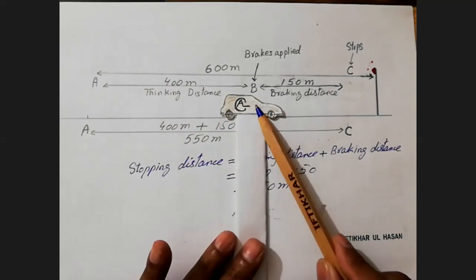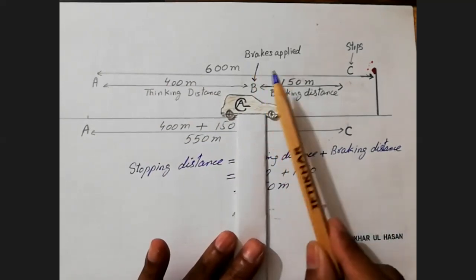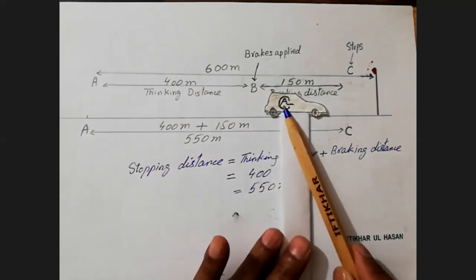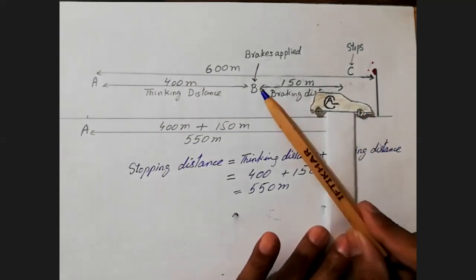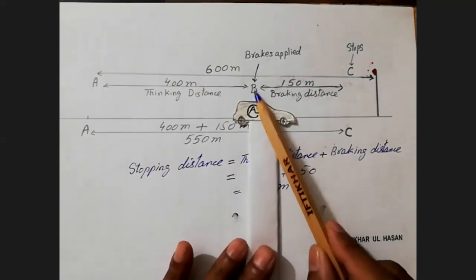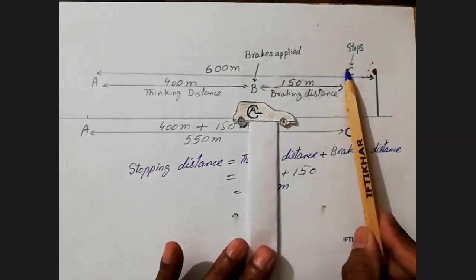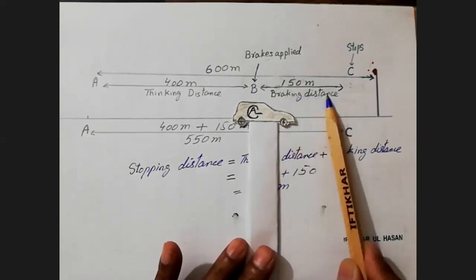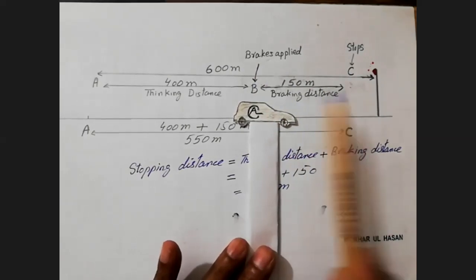Now when he reaches B, the point where he has applied the brake, his speed is going to decrease, and finally he reaches point C. At point C, he stops. Suppose he has covered a distance of 150 meters after the application of the brake until he stops at C. This distance, applying the brake and then stopping, is called the braking distance, because here the brakes are applied and finally he gets stopped.